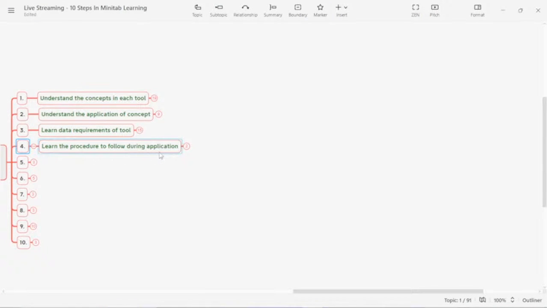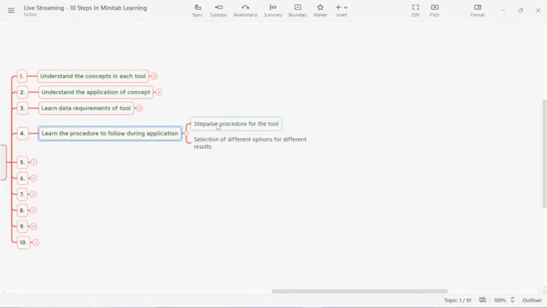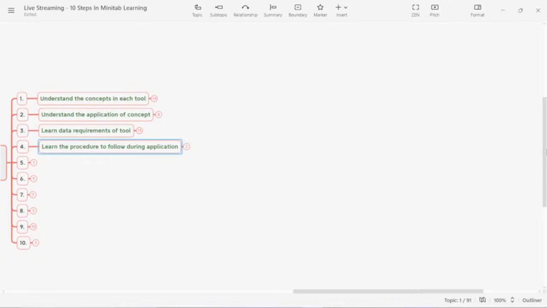Learn the procedure to follow during application. That means when we are going to use Minitab for performing an application or conducting analysis for one of the tools, we must know what is the procedure that we need to follow. For that purpose, we need to follow the stepwise procedure for each of these tools, and we need to select the different options for different results during that procedure. If you select different options, we are going to see different results. So that's why it is very important to understand which option we should select while following the procedure of that particular tool. This is the fourth important step of the Minitab learning.